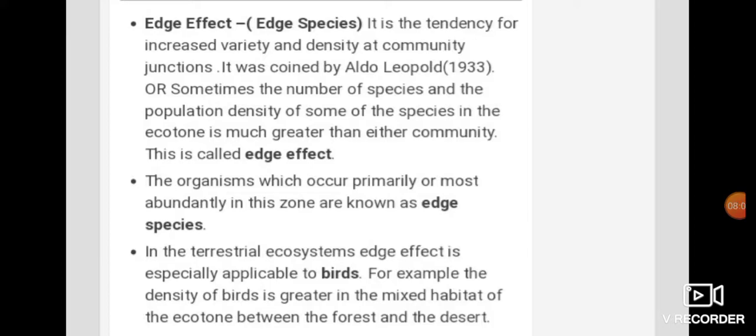So ecotone is the transitional area between two biomes or two terrestrial or aquatic ecosystems, and Edge effect is the effect where some species' density will be more in that particular intermediate ecotone area, and that species is called the Edge species. For example, in the terrestrial ecosystem the birds are called the Edge species. Okay, so this is all about an overview of the ecotone and the Edge species.